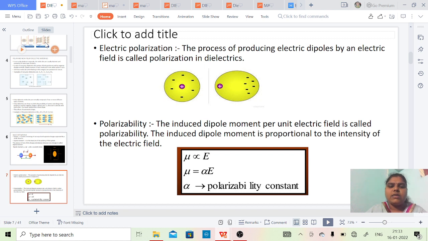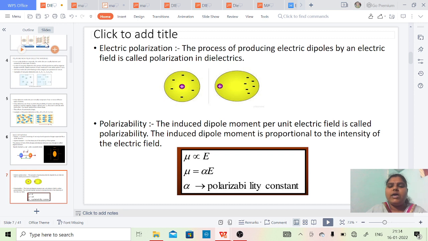Next, polarizability. The induced dipole moment per unit electric field is called polarizability. The induced dipole moment by an electric field, that is, per unit electric field, is called polarizability. The induced dipole moment is proportional to the intensity of the electric field.